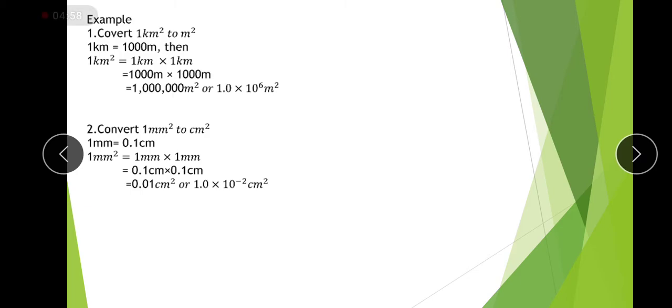Now 1 square kilometer is equivalent to 1 kilometer by 1 kilometer, but you know that 1 kilometer is 1,000 meters. Therefore, you multiply 1,000 meters by 1,000 meters. If you multiply, you'll get 1 million square meters. Or in standard form, we write it as 1.0 times 10 power 6 square meters.